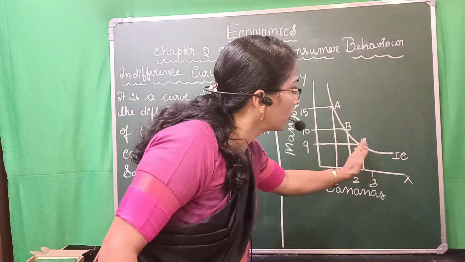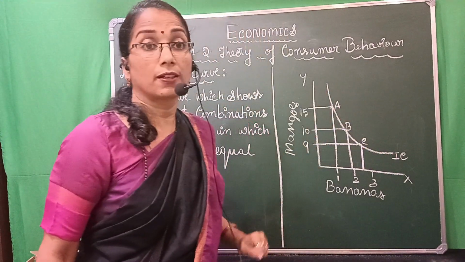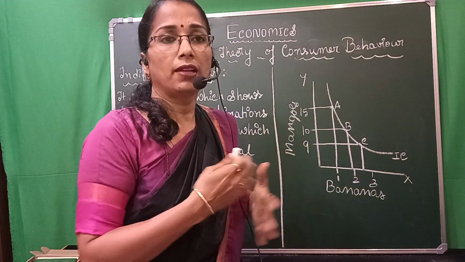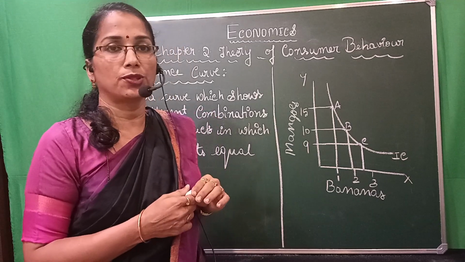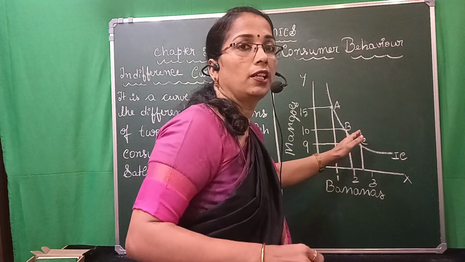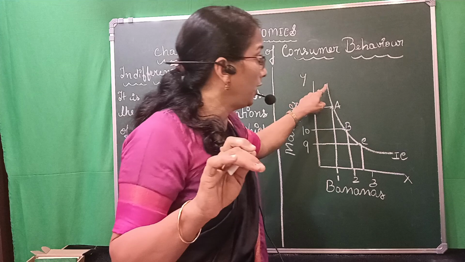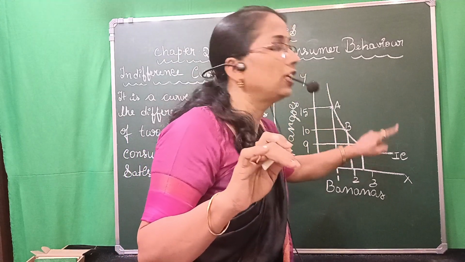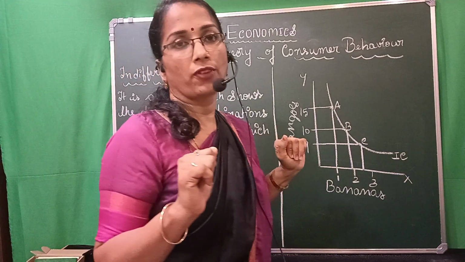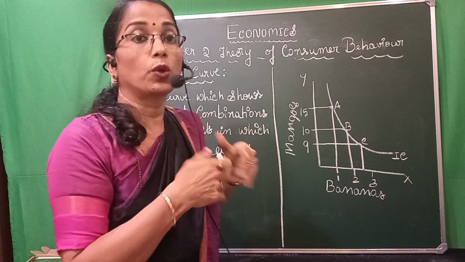Like that, a number of combinations are there on the same indifference curve, and these combinations are giving the same level of satisfaction to the consumer. Suppose the consumer selects combination A or B or C, he will get the same level of satisfaction. That means any point on the same indifference curve will give the same level of satisfaction to the consumer. So now you understood what an indifference curve is.